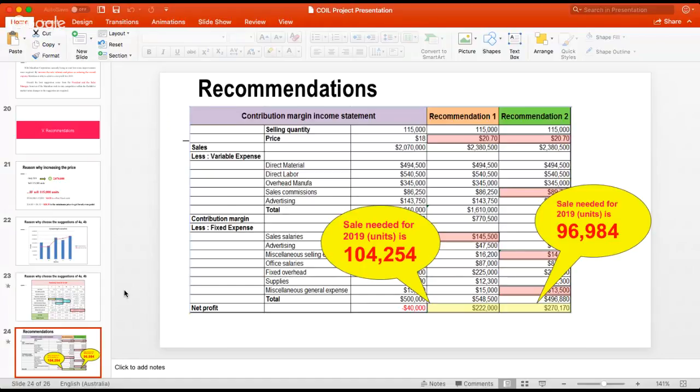Recommendation 1. We recommend for the company to have more strategies to boost sales by increasing advertising per unit or commission, so that the company not only can promote the sales but also increase the contribution margin. The company can also reduce the fixed costs such as miscellaneous selling expense or general expense by 10%. Following this change, the net profit could be higher than the previous recommendation, and the sales required to get the target net profit is now nearly 100,000 units. Next slide, please.